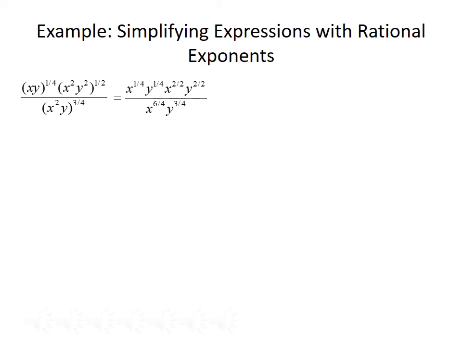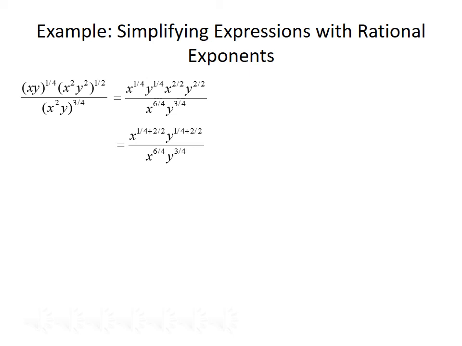Okay. The next thing that we want to do is start combining the exponential expressions that have the same base. So we'll start in the numerator. We want to combine the x's and we want to combine the y's. So remember, to combine exponential expressions that have the same base, you add their exponents together. So in the numerator, we'll have x to the 1/4 plus 2/2 times y to the 1/4 plus 2/2, divided by x to the 6/4 times y to the 3/4.